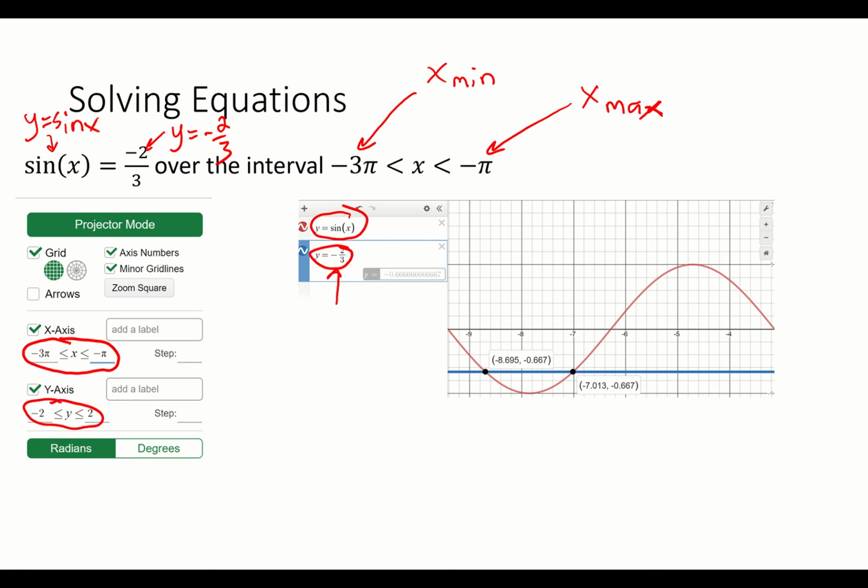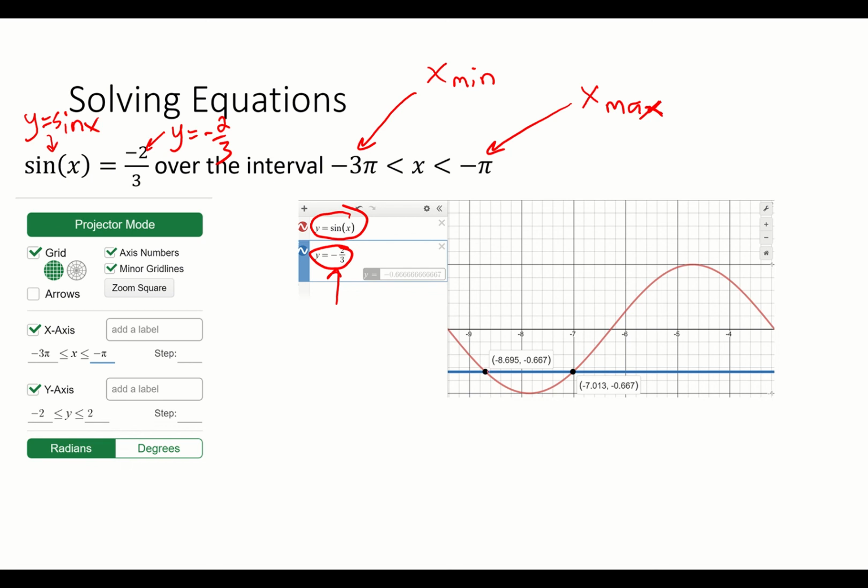Those are the values you're going to have to play with a little bit. You just need to be able to see the whole graph. Since one of the values was negative 2/3, and negative 2/3 is in between negative 2 and 2, that's a fine window. Sometimes you'll have to play around with the y values so that you can see both of the graphs and see all the intersection points. The other thing to notice here is that the interval is in radians, so make sure you have radians selected. If you were given an interval in degrees, then make sure you have degrees selected. So you might have to change modes.